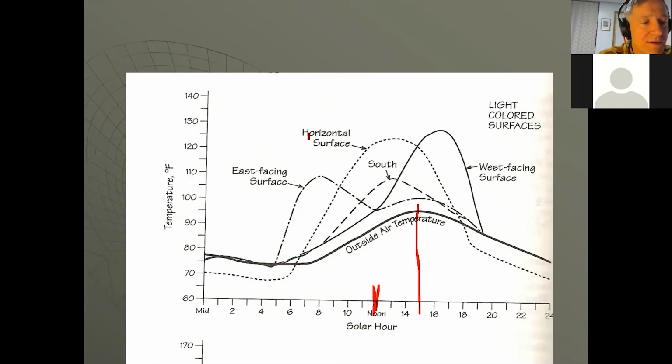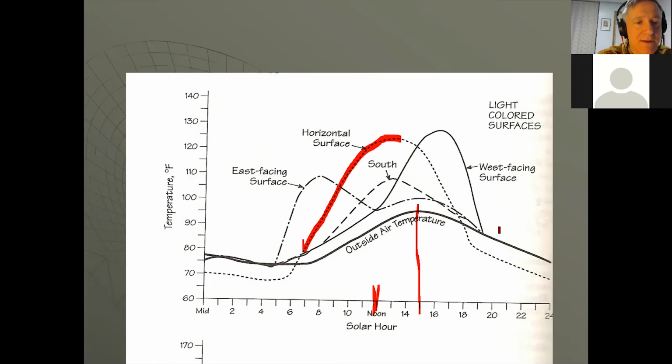What I just wanted to focus on, because this is helpful, is the horizontal surface, which is this right here. So this is a roof. It's a fancy term for a roof. And it gets hot in the middle of the day. Okay, and you know that.